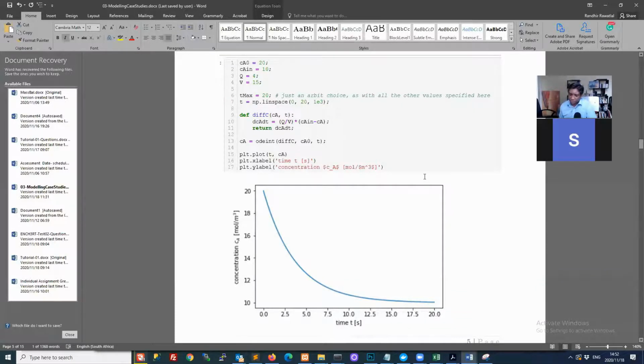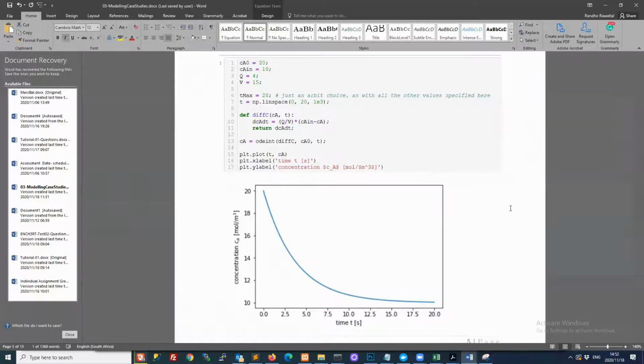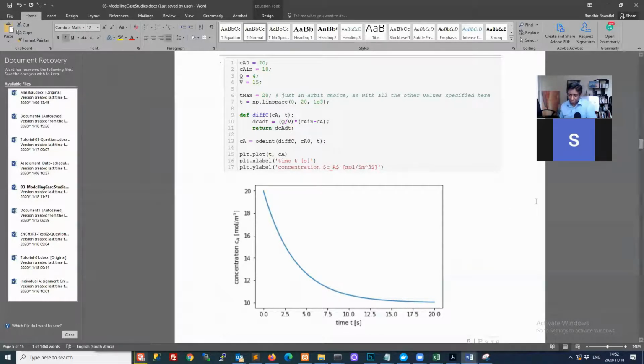Okay, any questions or comments there? Okay, and by the way, I can't fit all the names on this panel, so don't feel afraid to just unmute yourself and say, yes, I have a question.